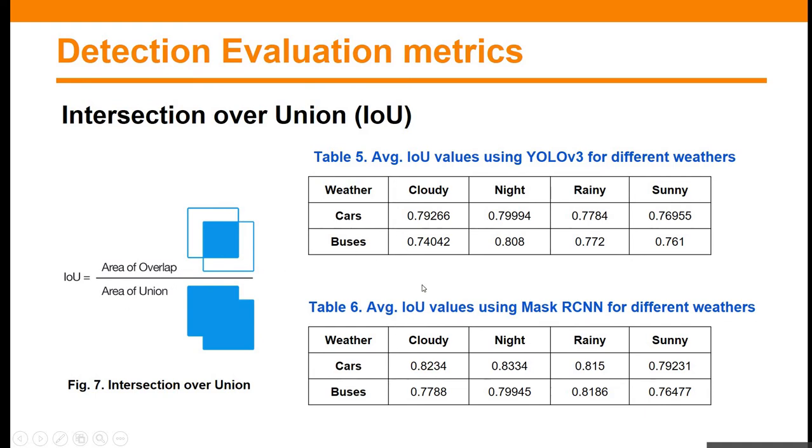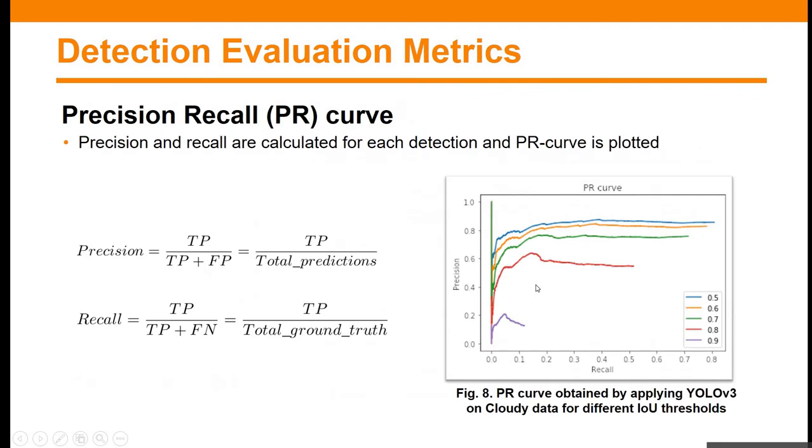These 2 tables represent the average intersection over union values using YOLO v3 and the Mask RCNN benchmark for different weathers. If we make a comparison, we see that the performance of the Mask RCNN benchmark is better than YOLO v3 for all weathers.